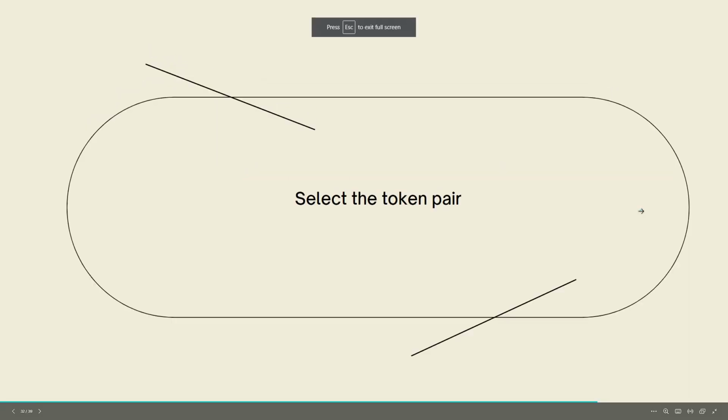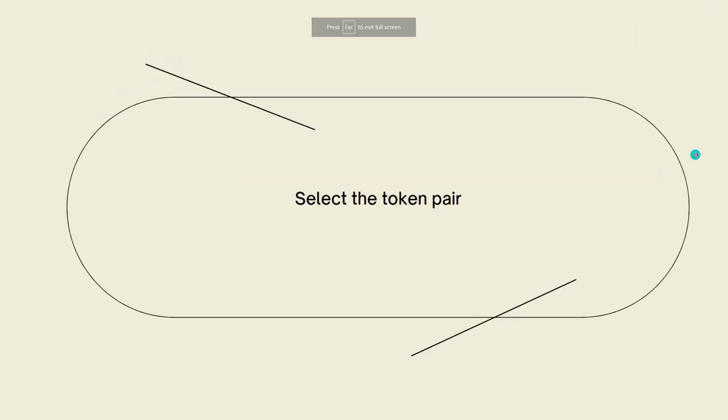Next, you need to set up a sell order. In the trading interface, look for the sell or swap option for Baby Doge. Select the option and specify the amount of Baby Doge you want to sell.